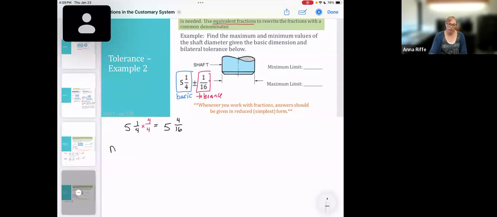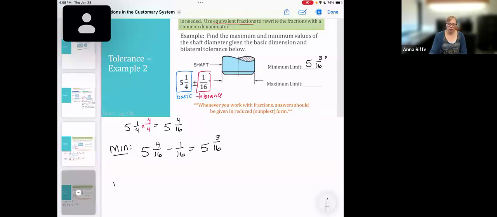Once I have that, I can find the minimum. Minimum limit of this is 5 4/16. I'm going to subtract 1/16. We already rewrote these so that they have a common denominator. 5 4 minus 1 is 3/16 is the minimum limit. And it looks like it is in inches. 5 3/16 inches. Units are helpful here.